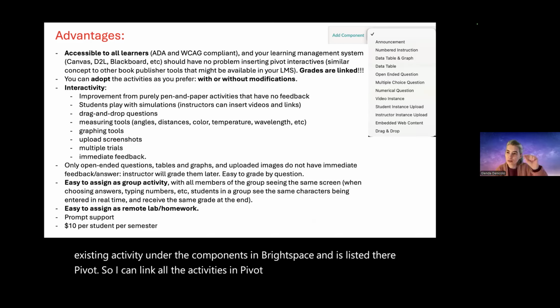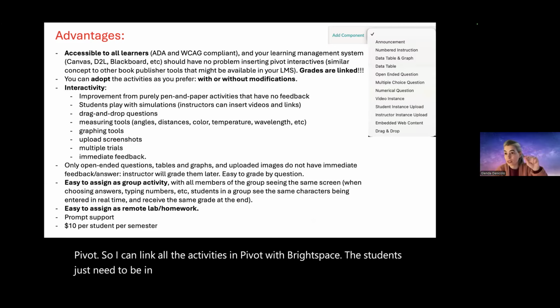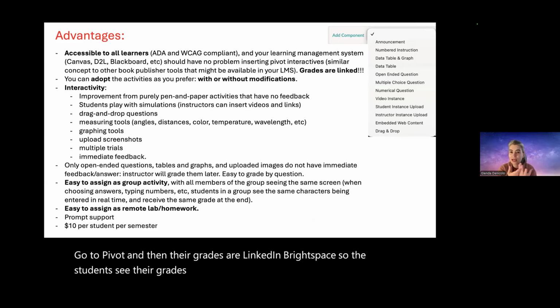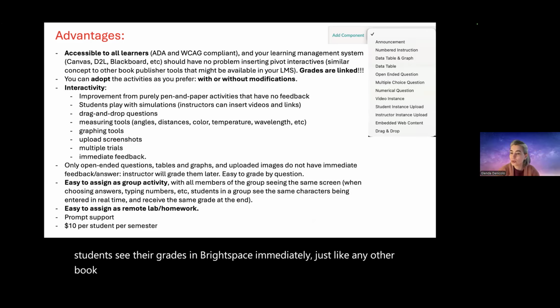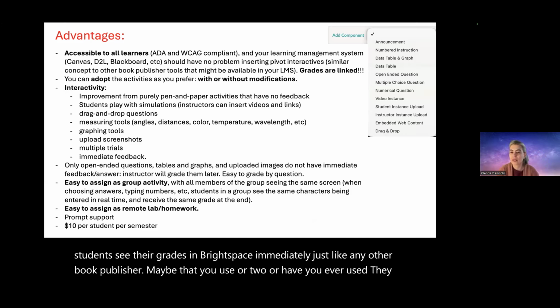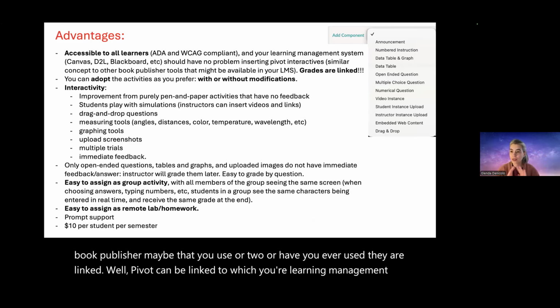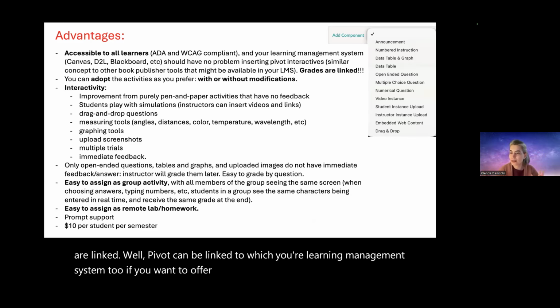The students just need to be in Brightspace and click on the activity inside Brightspace. They don't even go to Pivot. And then their grades are linked in Brightspace, so the students see their grades in Brightspace immediately, just like with any other book publisher or tool you may have used. Pivot can be linked with your learning management system too. If you want to offer it without any links, of course, you can do that. But in my school, I had to link.